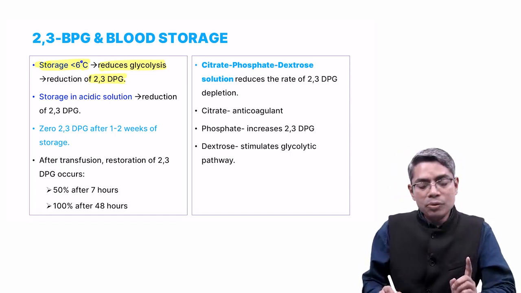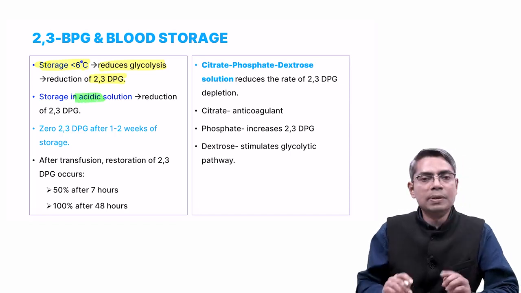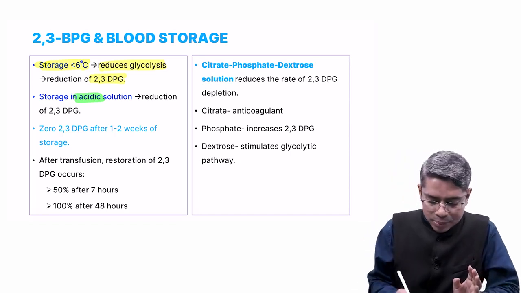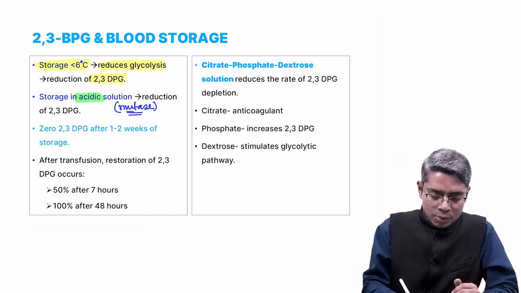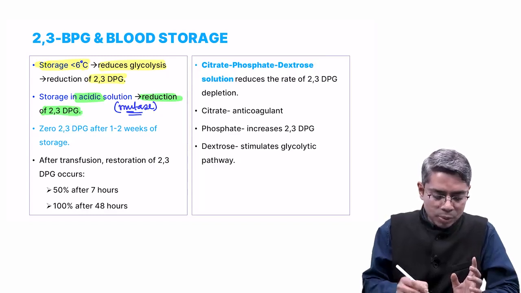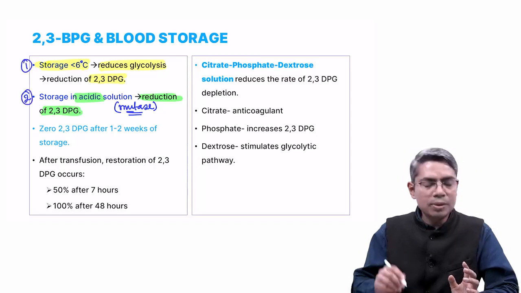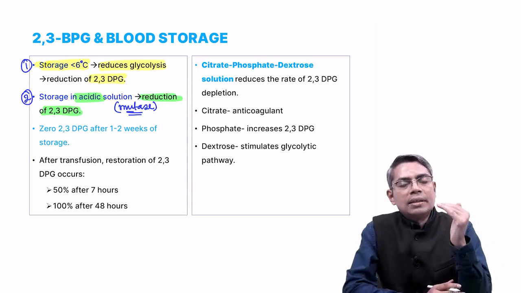And if you are storing the blood in acidic solution, then it is a double problem, because acid is an inhibitor of the mutase enzyme, as I have already told you. Because of the inhibition of the mutase enzyme, what is going to happen? There will be further reduction of the 2,3-DPG. So, the bottom line is that because of point number 1 and point number 2, storage of blood will cause reduced 2,3-DPG content in the RBC.